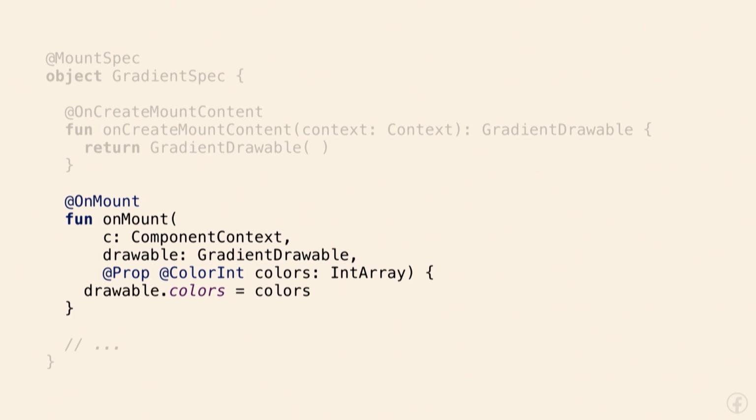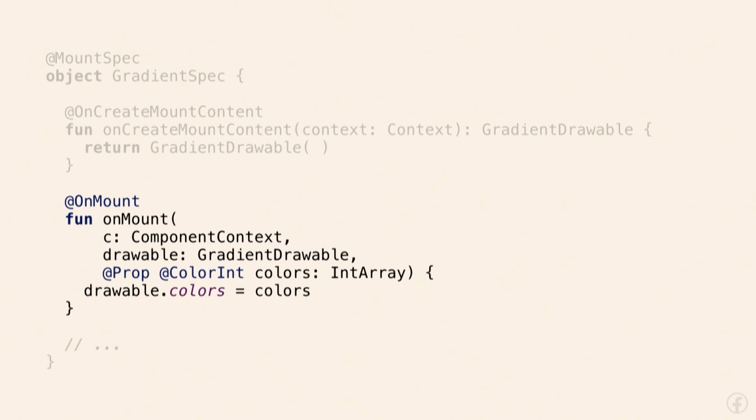And second most important method is onMount, that is responsible for actually mounting this content to the screen. Like here you can see we can refer to the same props as in layout specs, something that is our input parameter for Litho. And here in this example, we are just creating gradient drawable, and we actually assign gradient colors to this drawable in onMount.